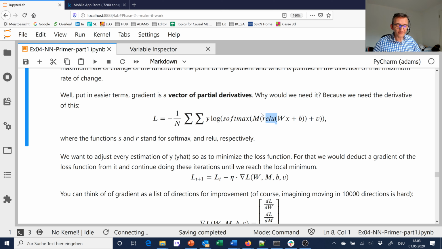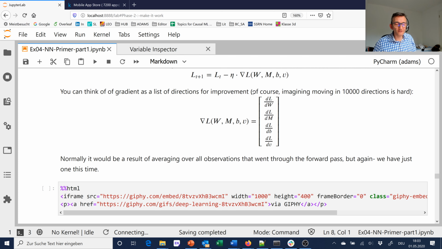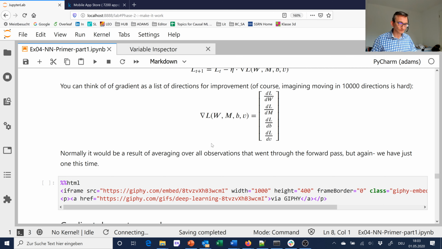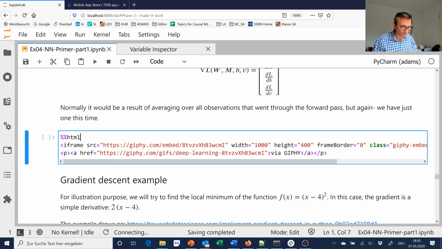And in order to train this using gradient descent, we need the gradient of the loss with regard to the parameters W, M, B, and V, which you can understand as this big vector, typically very big, the parts of which store the partial derivative of the loss with regard to the input to hidden layer weights, the hidden to output layer weights, and the two bias vectors. And these we need to produce. And you can guess what comes next in this tutorial. We're going to get there.